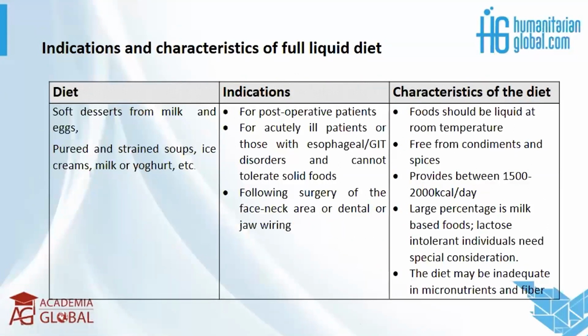So when is this full liquid diet prescribed and what are the characteristics? Examples of this diet include soft desserts from milk and eggs, pureed and strained soups, ice creams, milk or yogurt, etc. There are other pictures that we will see.